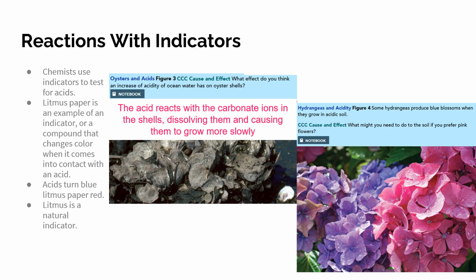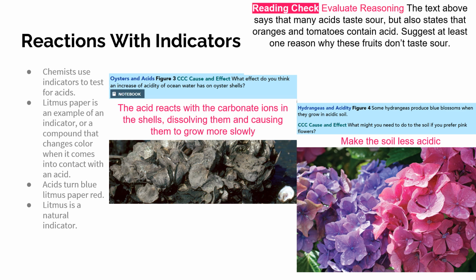We also have figure 4, hydrangeas and acidity. Some hydrangeas produce blue blossoms when they grow in acidic soil. What might you need to do to the soil if you prefer pink flowers? And you might need to make the soil less acidic.